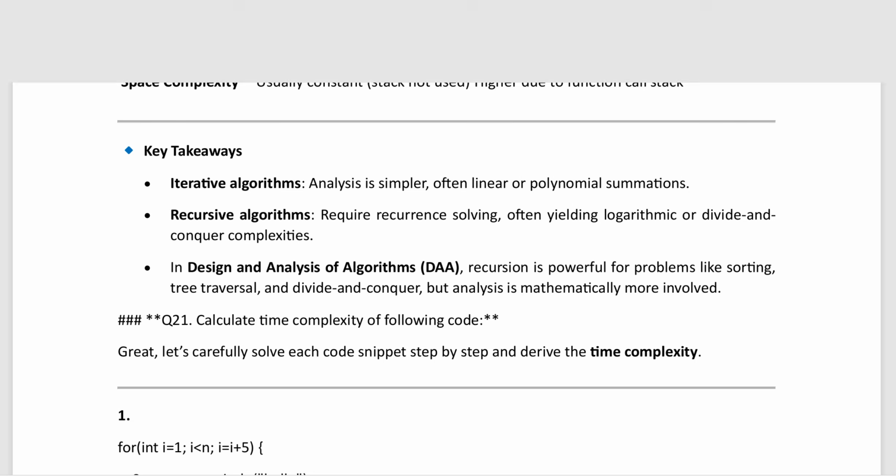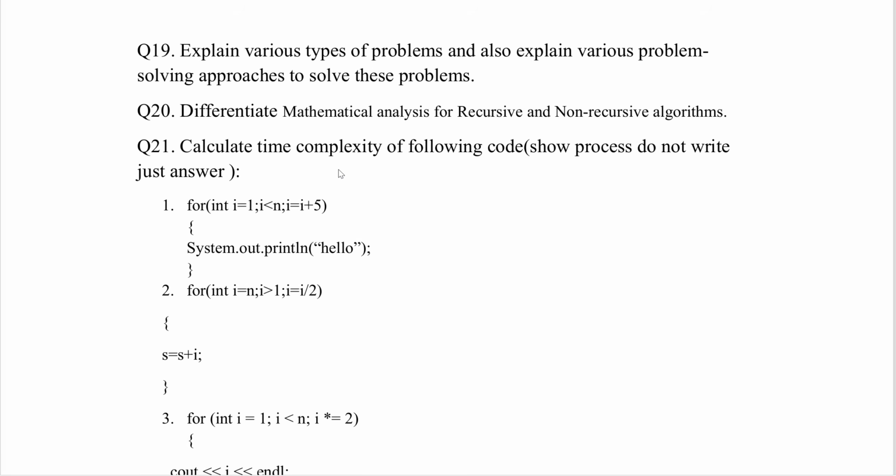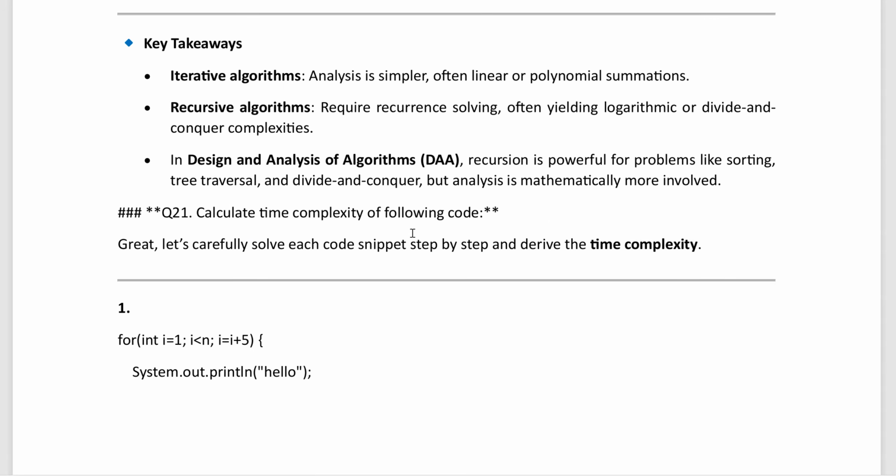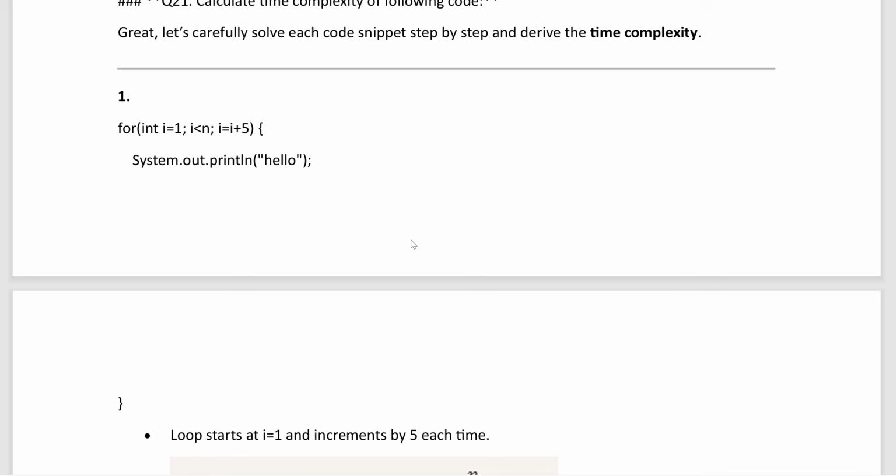Now we come to question number 21. Question 21 says: calculate the time complexity for all these codes. Code number 1, code number 2, code number 3. Different for loops are given to us. We have to calculate the time complexity. In question number 21, let us solve the first part.